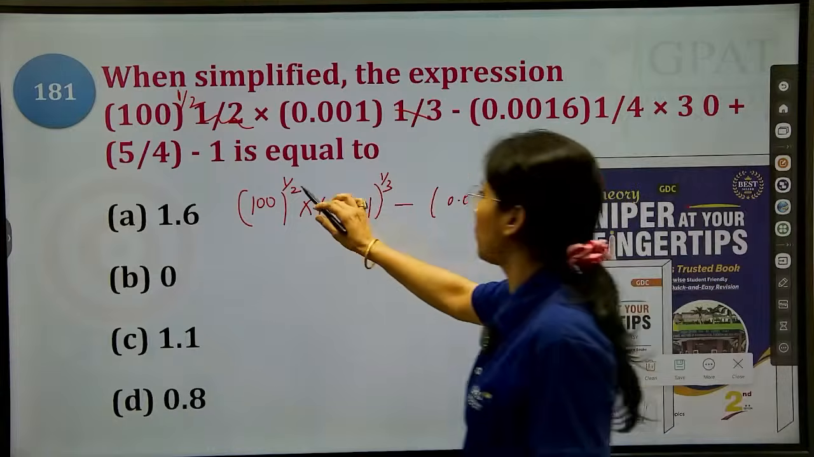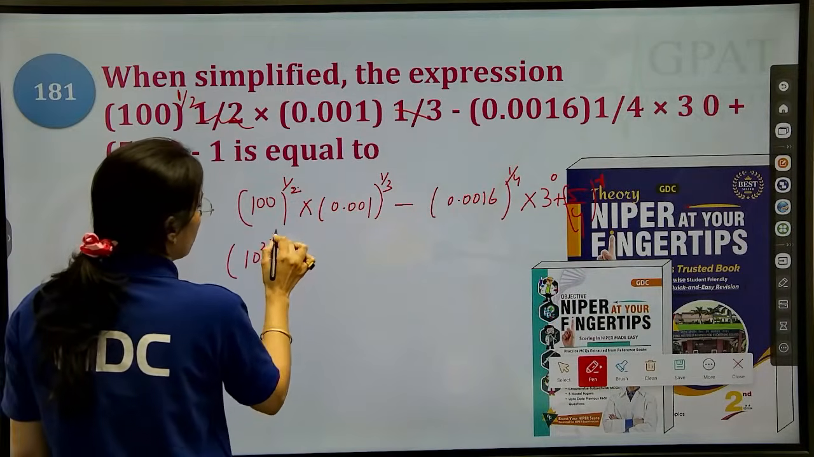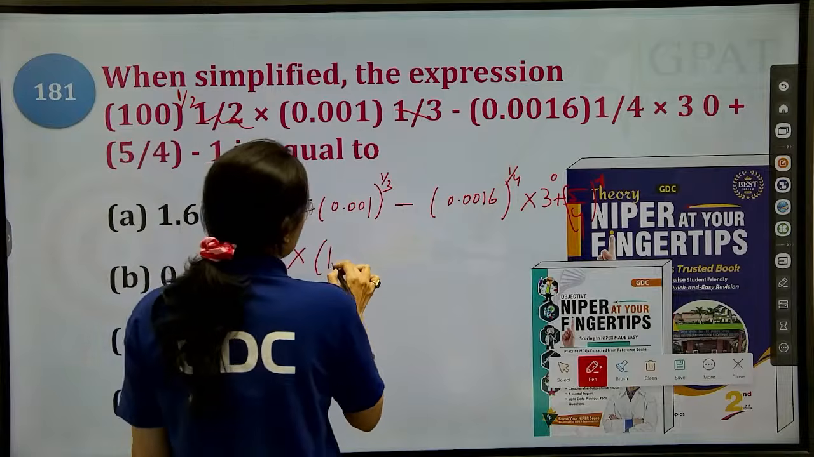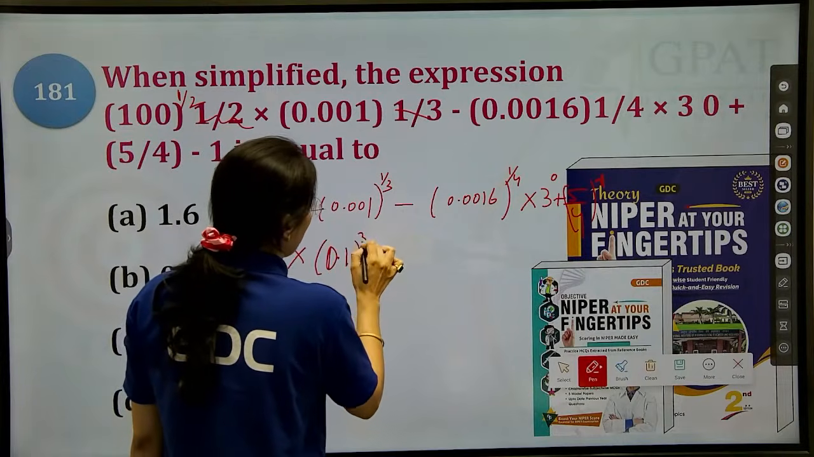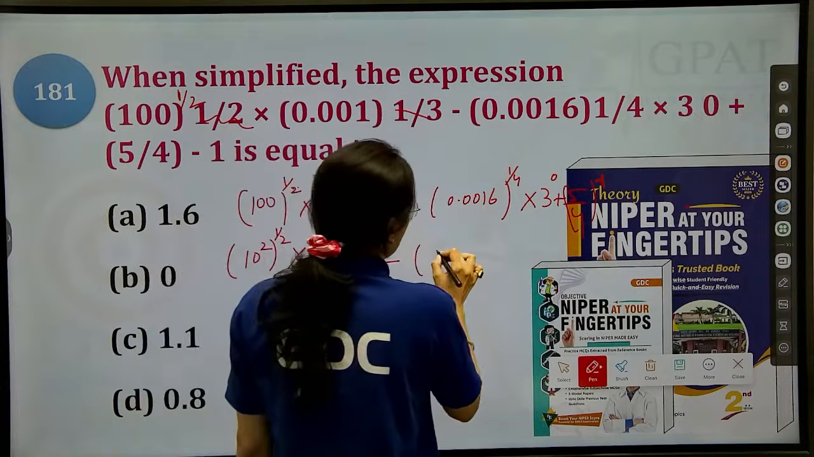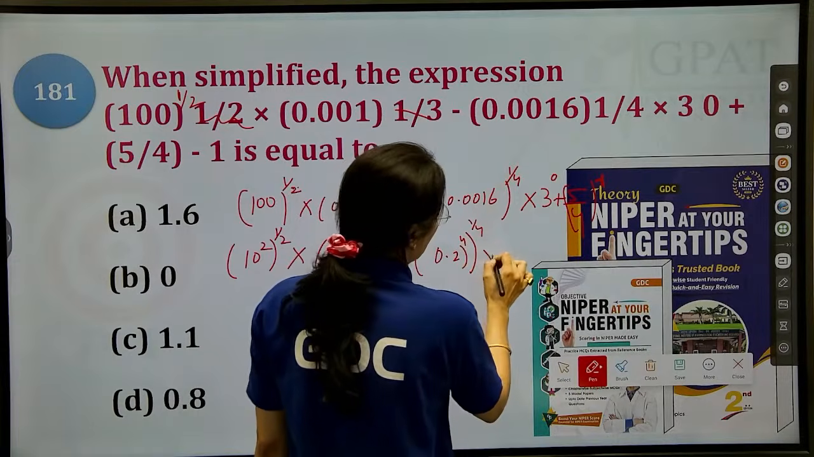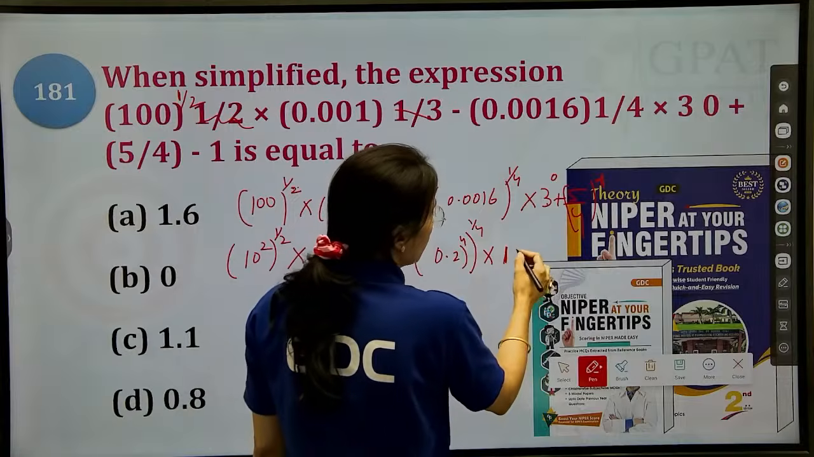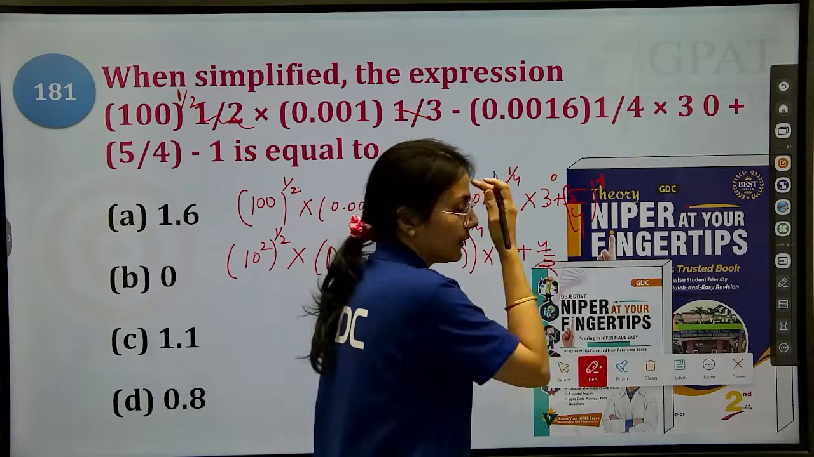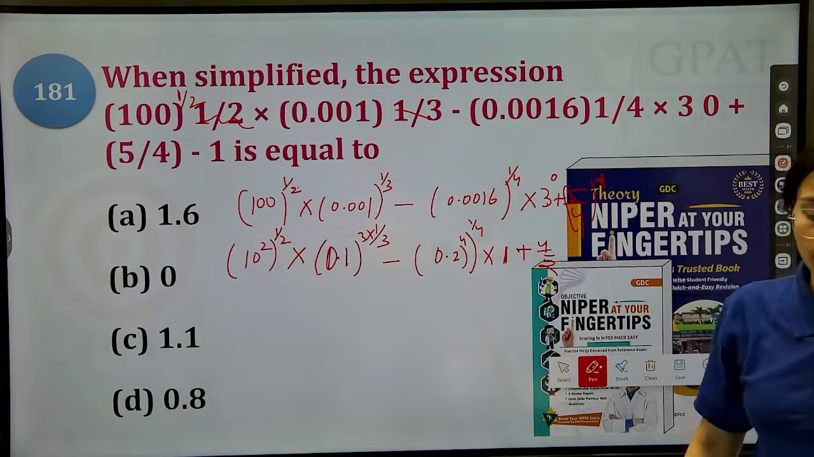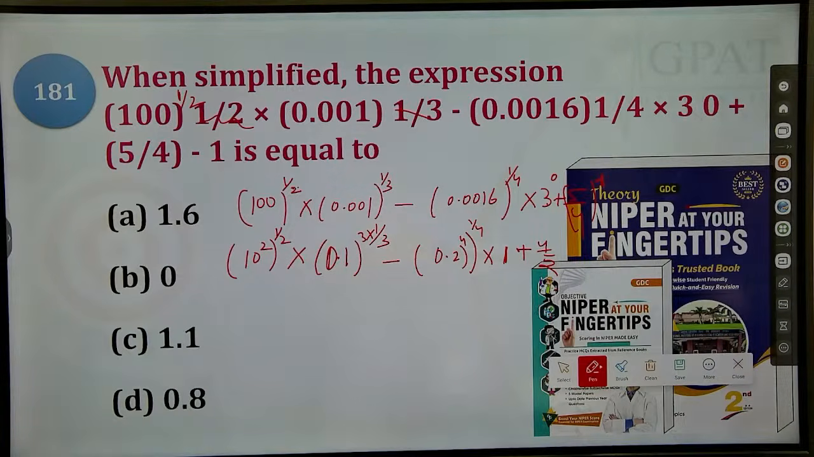So 100 raised to power 1 by 2, you can write as 10 squared raised to 1 by 2, multiplied by 0.1 cubed raised to 1 by 3, minus 0.2 raised to power 4 to the 1 by 4, multiplied by 3 raised to power 0, which is equal to 1, plus 4 by 5 when you take the reciprocal of the fraction. When you solve you will get your answer.